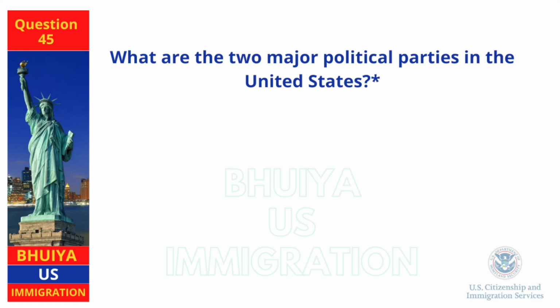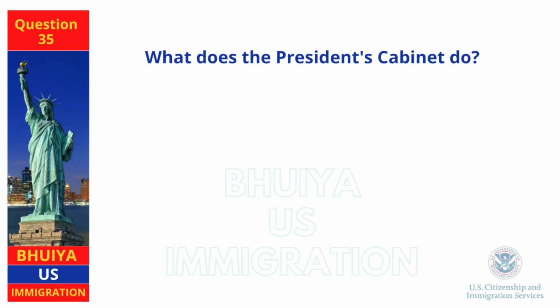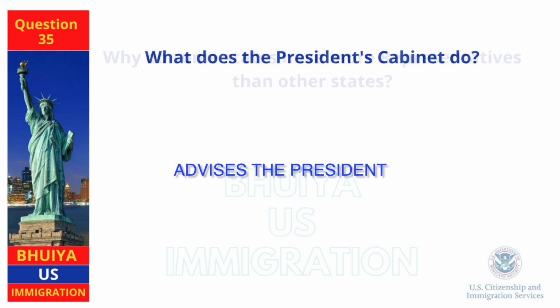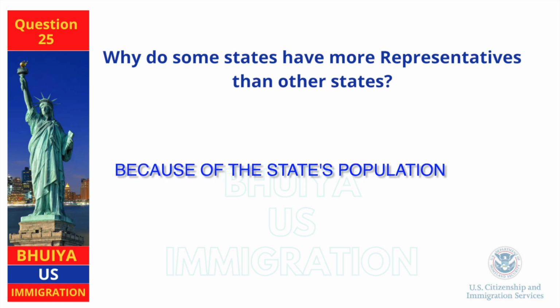What are the two major political parties in the United States? Democratic and Republican. What does the President's Cabinet do? Advises the President. Why do some states have more representatives than other states? Because of the state's population.